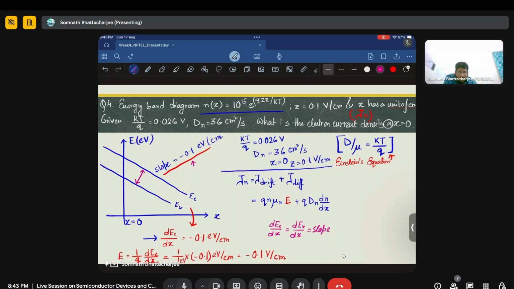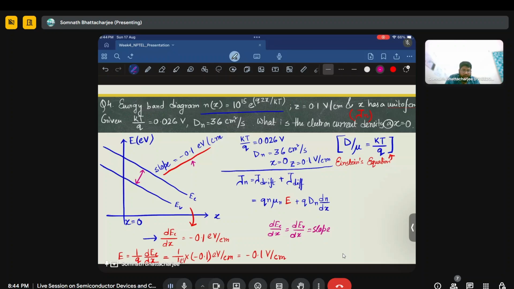Okay, how is the slope minus? No, no, the minus is already given, right? I am not concluding that it is a minus slope or a plus slope. In the question, the figure was already given, and they have given the slope as this. From the plot we are just writing that the slope is nothing but dEC by dx, right?